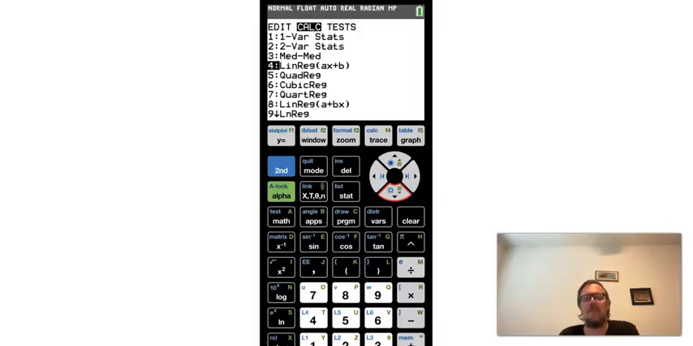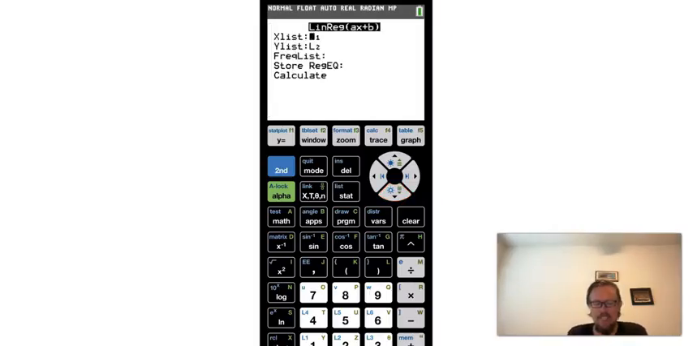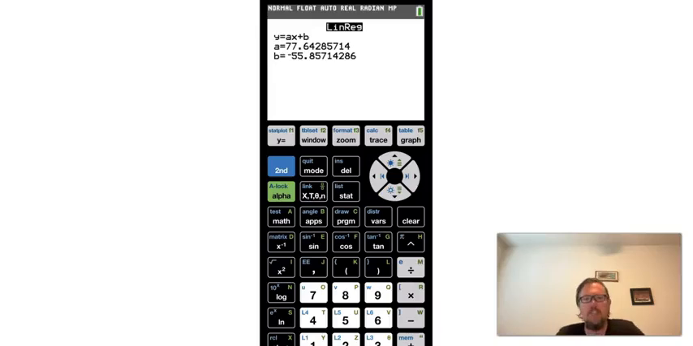So that's the one we want. We want to select linear regression, and we'll go ahead and press enter. By default, it says the X list is going to be L1 and the Y list is going to be L2. Now, if I just go down here and go to calculate, it's going to tell me the best fit line equation.